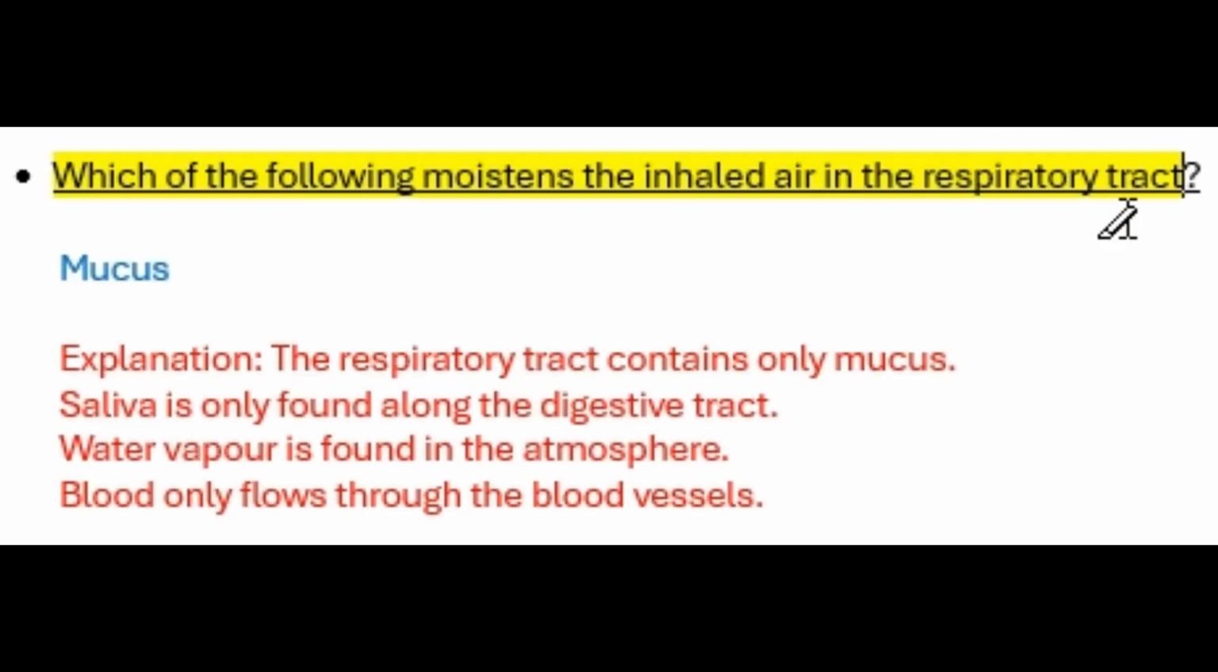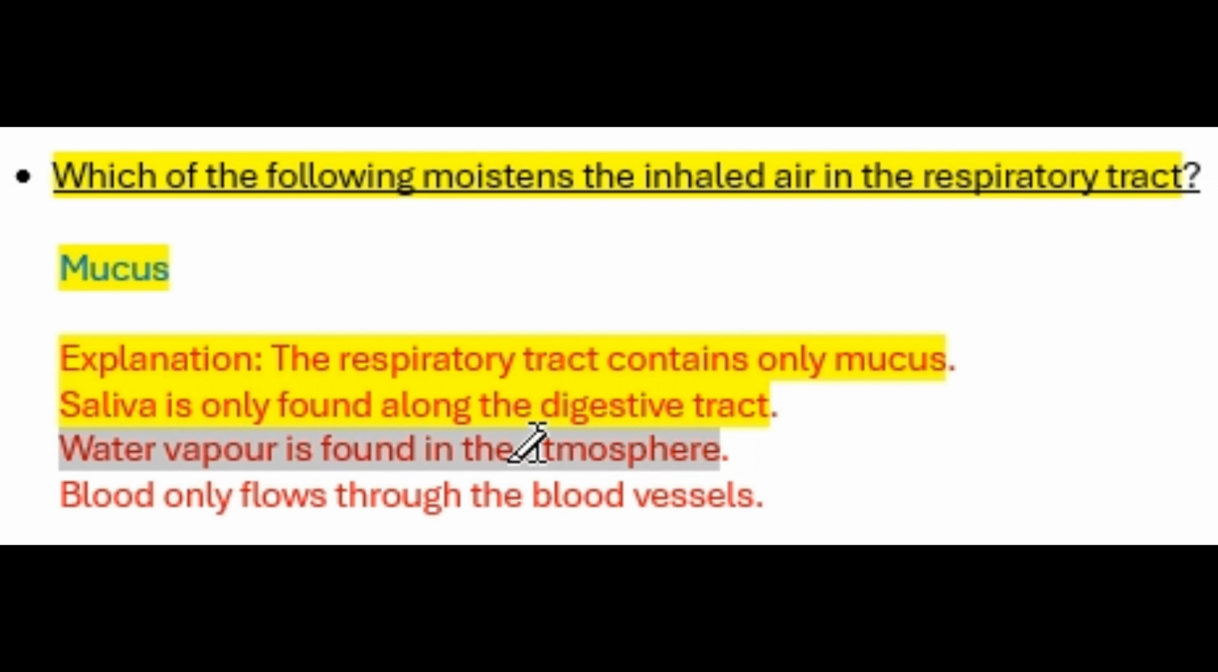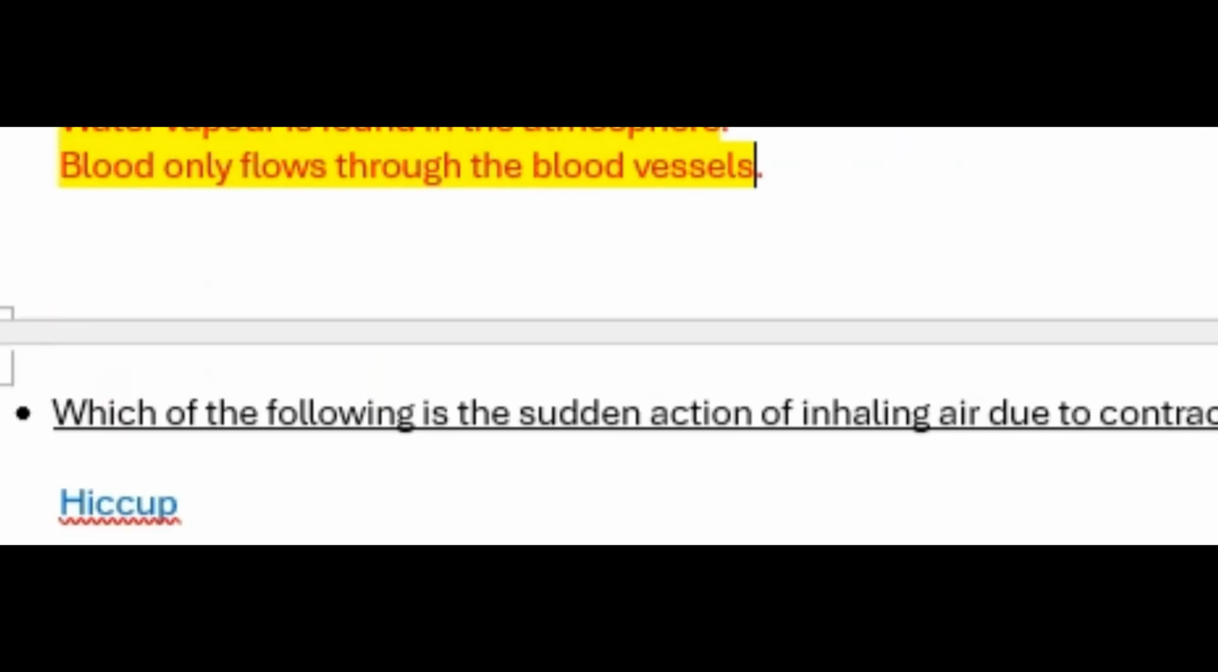Which of the following moistens the inhaled air in the respiratory tract? Mucus. Explanation: the respiratory tract contains only mucus. Saliva is only found along the digestive tract. Water vapor is found in the atmosphere. Blood only flows through the blood vessels.